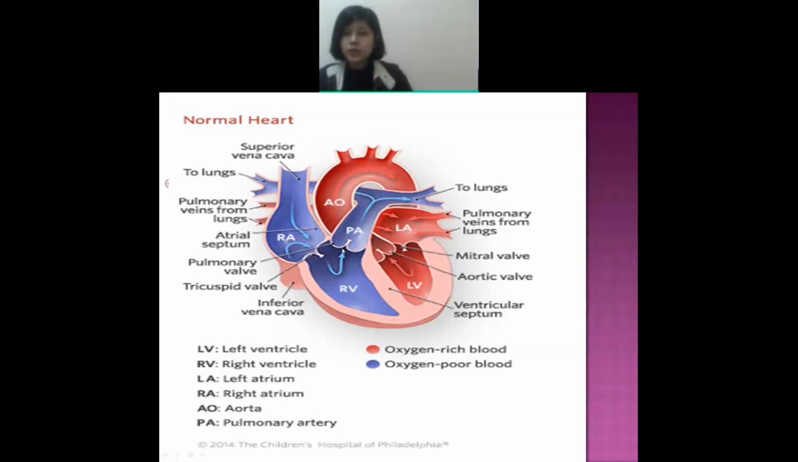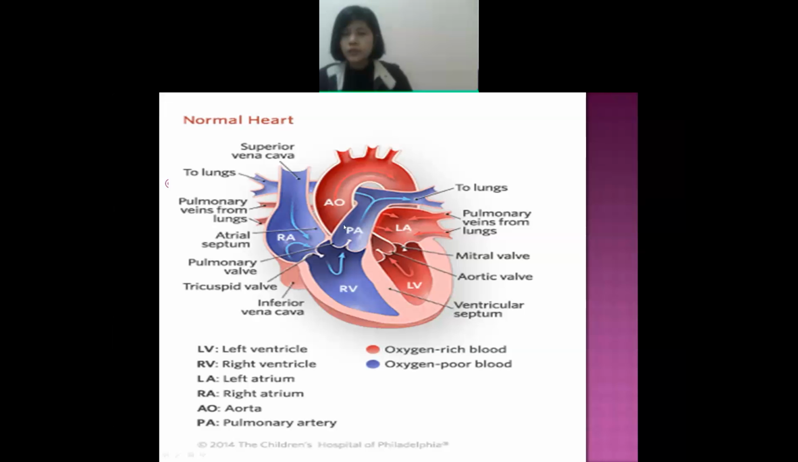But before going up, there is a door or a pathway which is known as pulmonary valve. So as soon as the pulmonary valve opens, what will happen? It will enter into the pulmonary artery. So this is the pulmonary artery.